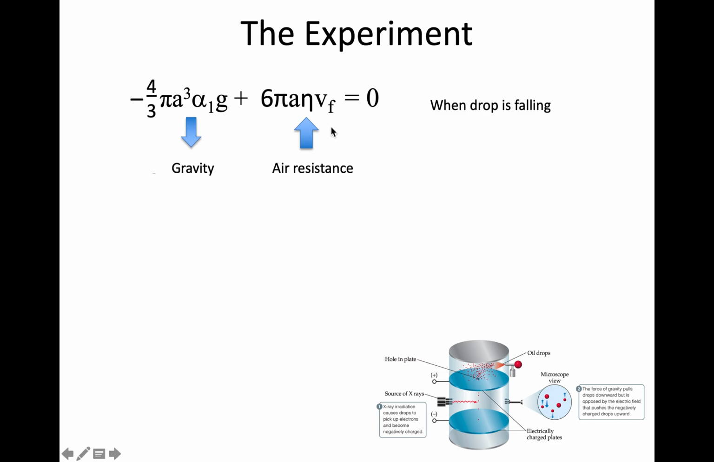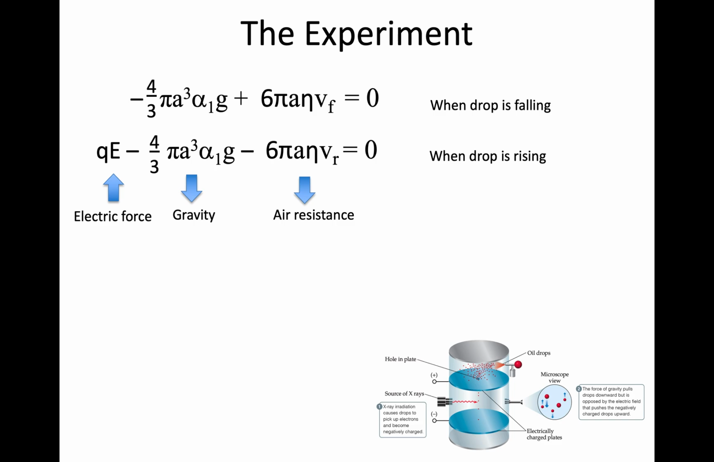So this would be the expression when the drop is falling. What if we turn on the field and have a charge and suspend, or in fact even move upward, the drops that have acquired a negative charge? We have an electric force, we have gravity, and we have the air resistance. I switched the sign here because both gravity and air resistance are opposing the electric force.